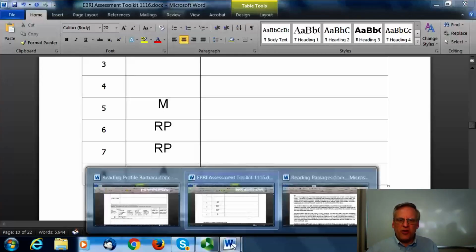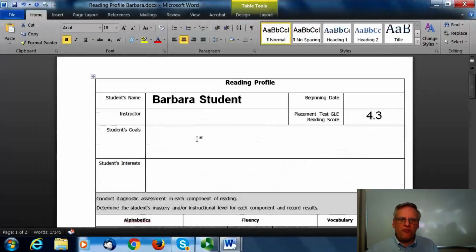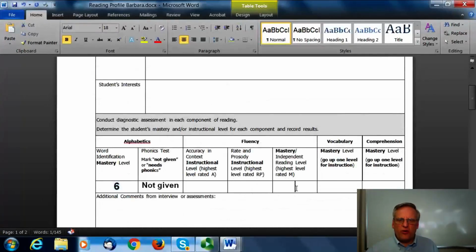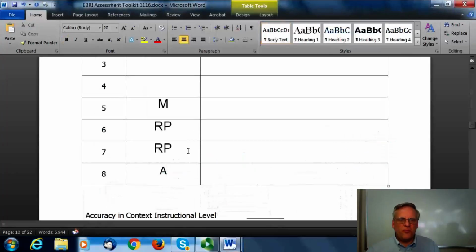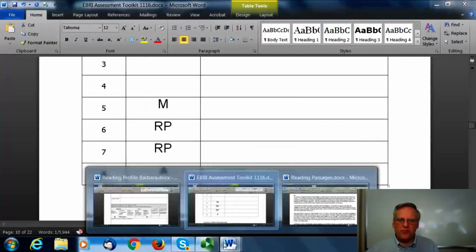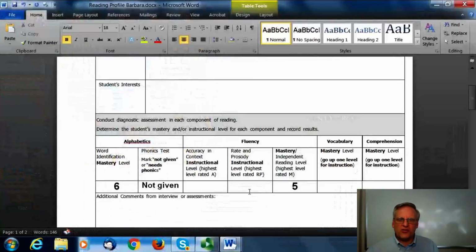So what I would do is go back to my reading profile chart. The highest level that she had as an M was at a level 5, so I'm going to put a 5 in. And the highest level where she had rate and prosody breaking down was a 7, so I'm going to put that in. And then finally, the highest level rated A, we kind of ran out of real estate there. She may be able to read higher, but we're going to go ahead and put an 8 there for that.